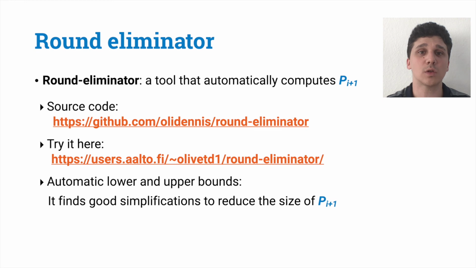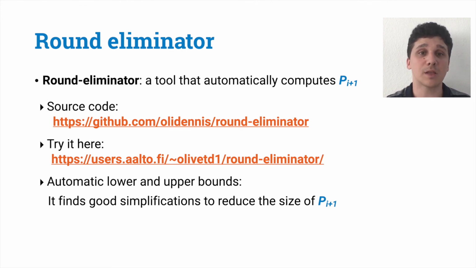So let's now see what round eliminator is. Round eliminator is a tool that automatizes the process of finding the family of problems that we get through round elimination. This tool is open source, the code is on GitHub, and you can try it directly in your browser, even from your phone.